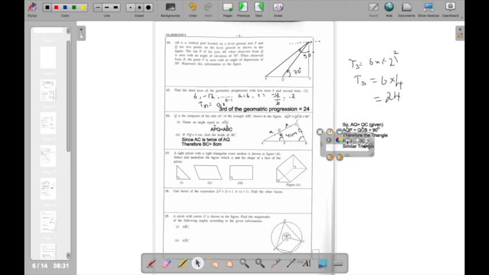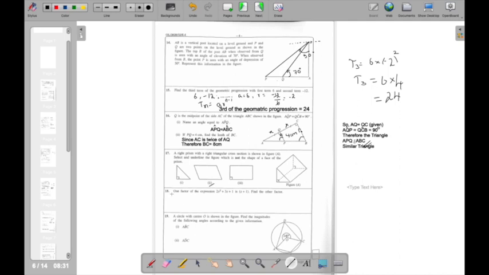Right, now that that question is done, we can move on to the 17th question. A right prism with a right triangular cross section is shown in the figure. Select and underline the figure which is not the shape of a face of the prism. Obviously we cannot see a parallelogram in any of these, therefore you can mark number 2 as the correct answer.